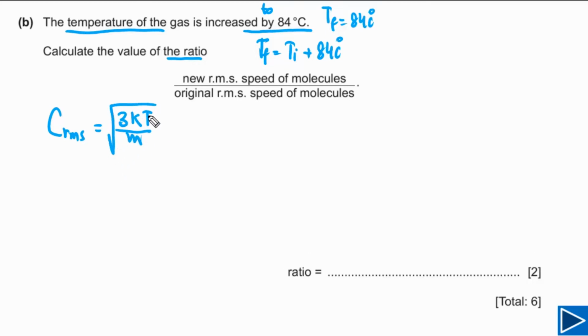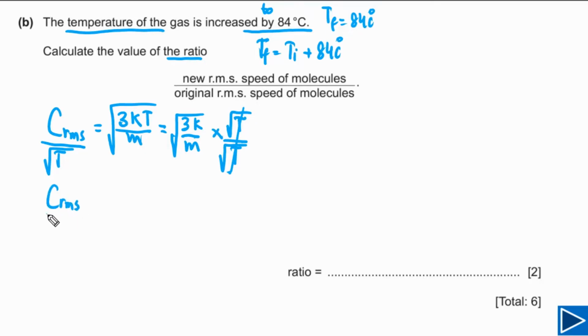Now from here you can see this is T here. We can write this in this form: this is the root of 3k divided by m, and here this is the root of T. We can divide by the root of temperature on this side, so we also have to divide by the root of temperature on the left side. And this one we can simply cancel. So simply from here you can say c_rms, the root mean square speed of molecules, divided by the root of temperature in kelvin, is equal to the root of 3k divided by m, the mass of one molecule. If you look at this side, you can see 3 is a constant, k is a constant.